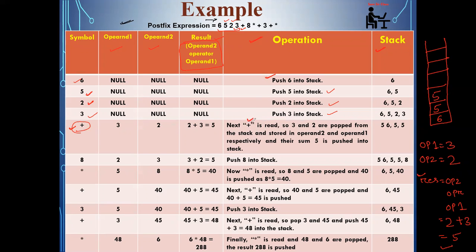Okay, now let us see. Whenever plus is read, so 3 and 2 are popped from the stack and stored in operand 2 and operand 1 respectively. Then we are finding the sum. Why? Because we have encountered the plus operator. So the sum 5 will be pushed into the stack. Clear? Okay. Now what will happen? See, so previously 6, 5 are there. Okay. So whenever 6 and 5 are there, you are just doing the pop operation twice, and then you are just finding the result, and then you are doing the push operation.